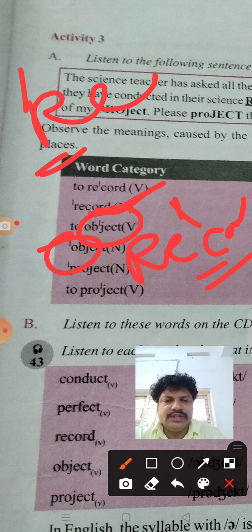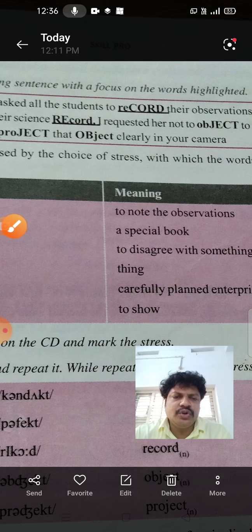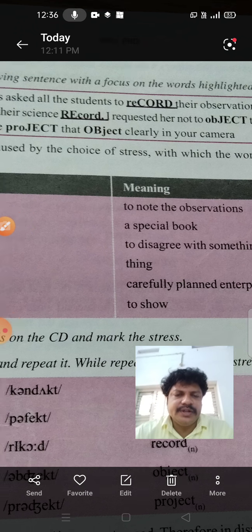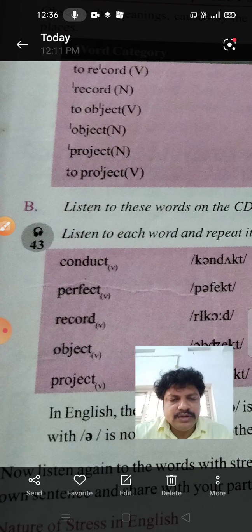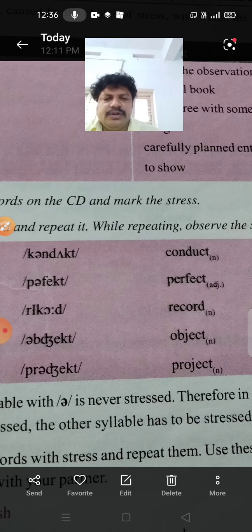In the same way, project as a noun means some work which is assigned or completed, that is called a project. Here the stress is on the first syllable: project. In the same way, we use project as a verb, meaning something putting inside or going inside, to show projection, a carefully planned enterprise, like this. The stress in English changes the meaning of the words, so that's why it is very important to learn.